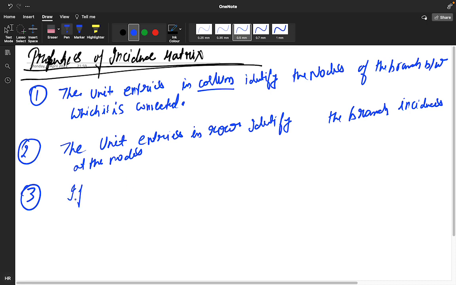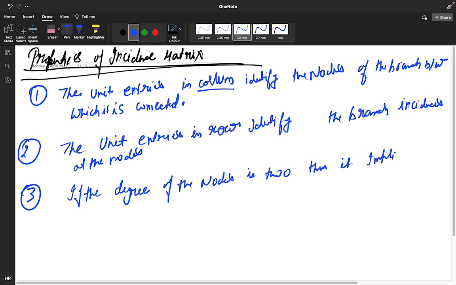If the degree of the nodes is 2, then it implies the two branches are incident at the node, and they are connected in series.